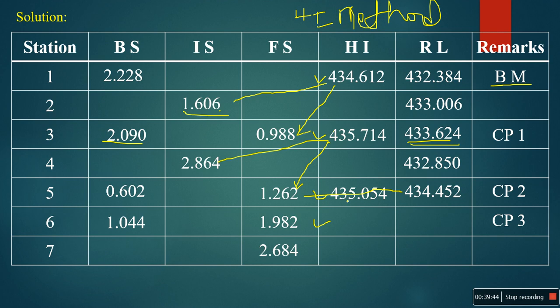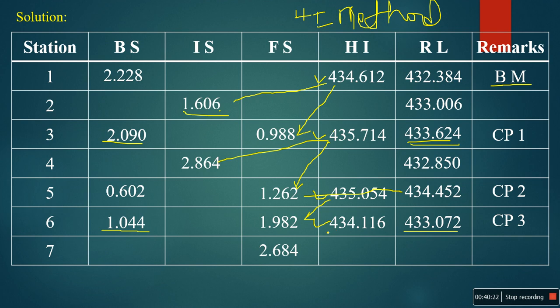So it also comes under this height of instrument. So this HI minus this staff reading will give the RL of the sixth staff station, which is 433.072. Again there will be one more new HI because of the change of instrument. This RL plus 1.044, just add them, and we get the height of instrument of the last instrument station.